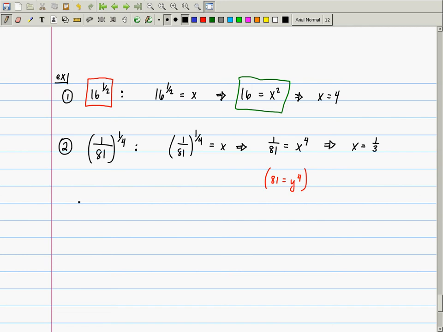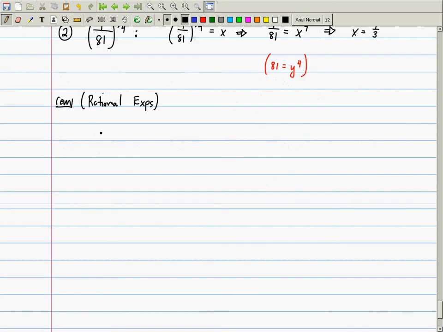So now, we finally have a definition for rational exponents, for fully rational exponents. Right now we have definitions for the following. We have a definition for x to the n, and we also have a definition for x to the 1 over m. Now we're going to combine them together so that we have x to the n over m.